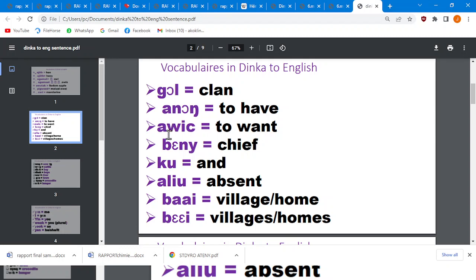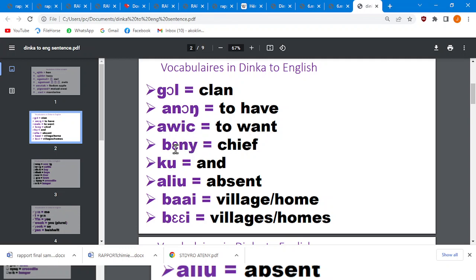A witch means to warn. To warn something means a witch. This is another verb in Dinka. A witch means to warn. You have to focus on anong, to have, and a witch, to warn.